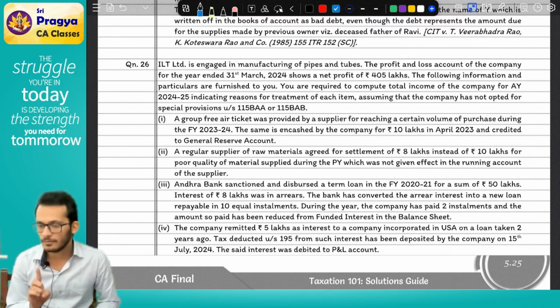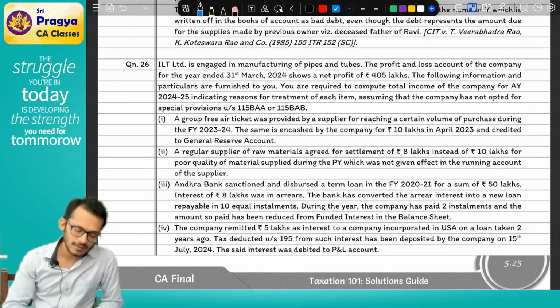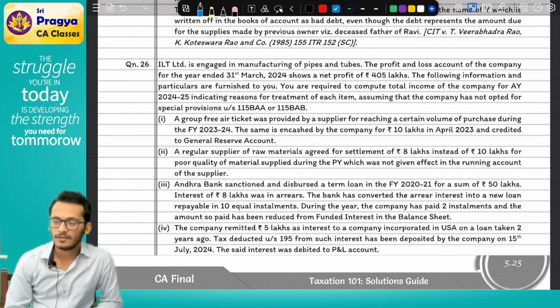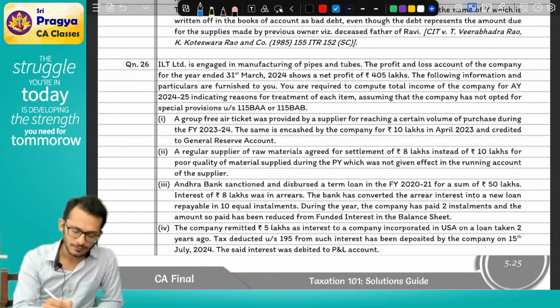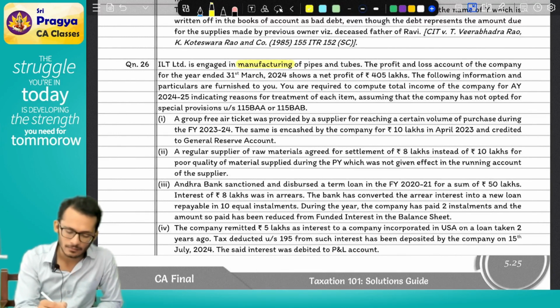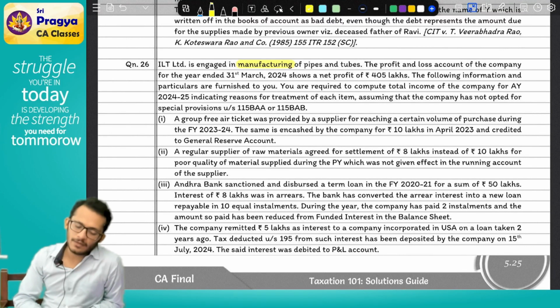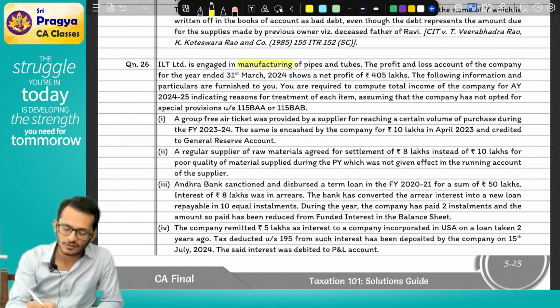So be very careful. The question comes and says, ILT Limited is engaged in the manufacturing of pipes and tubes. I'm going to stop here itself. There is one thing which I'm going to highlight now, which is called manufacturing. The moment I saw the word manufacturing, I am now eligible for additional depreciation. The profit and loss of the company for the year ended 24 is given as 405 lakhs.